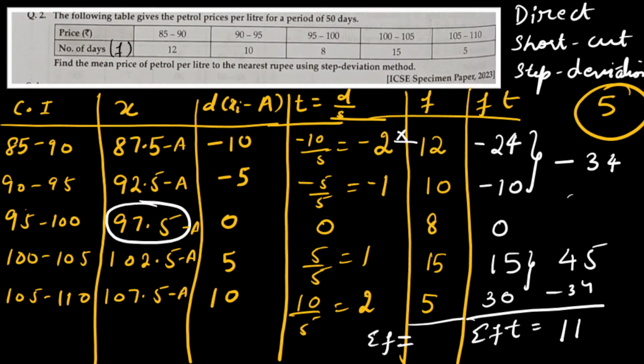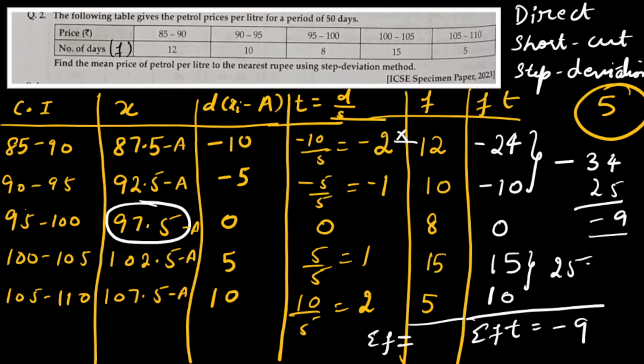2 into 5 is okay. 2 into 5 I wrote 30. It is 10. Okay, 2 into 5, 10. Here I did wrong. So it is 25. So 25 minus 34. So this is 9 only. Yes. So negative 9. Don't ignore the sign here. Negative 9.